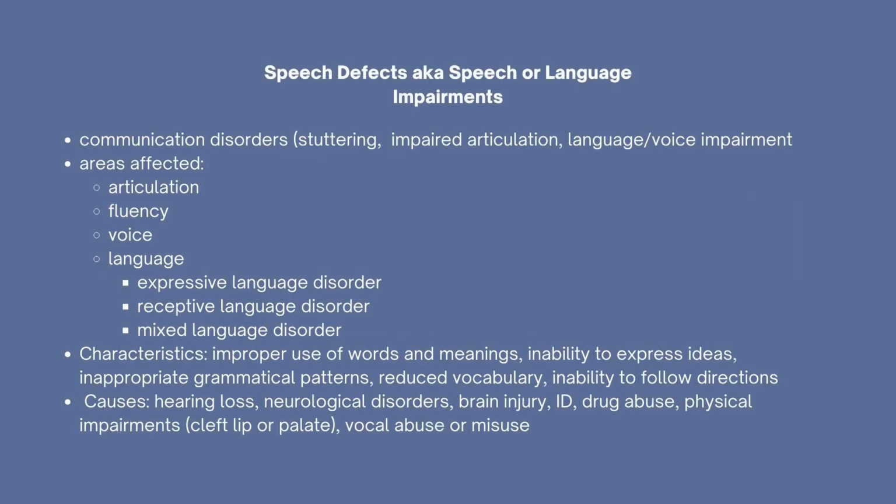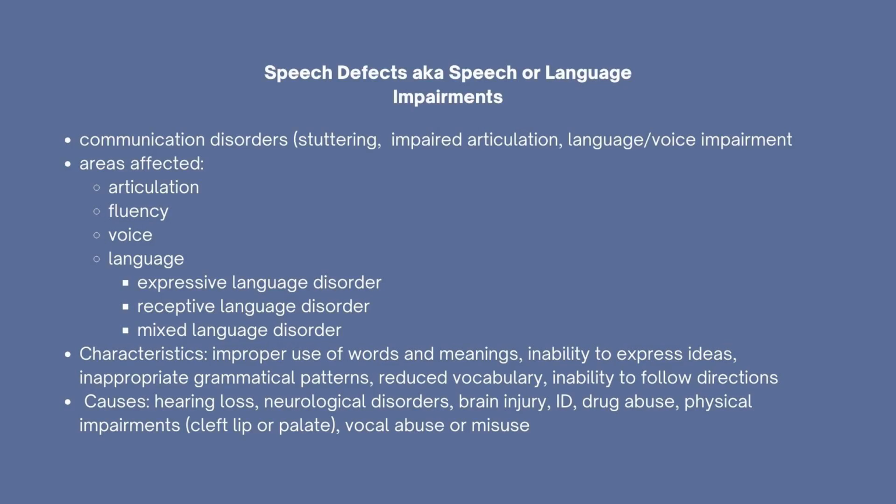Next, speech and learning difficulties. Speech defects, aka speech or language impairments. These are communication disorders, could be stuttering, impaired articulation, language or voice impairment. The areas affected include articulation, fluency, voice, and language, which could be receptive, expressive, or a mix of both. For the characteristics, there's an improper use of words and meanings, inability to express ideas, inappropriate grammatical patterns, reduced vocabulary, and inability to follow directions.